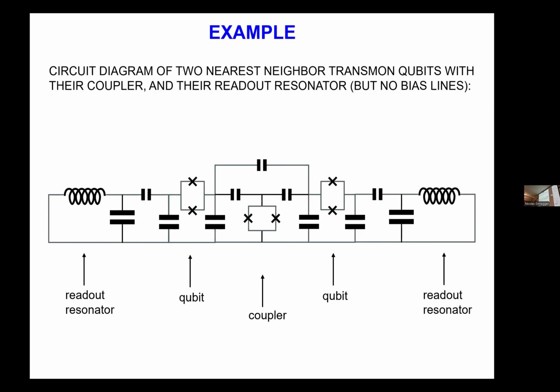Okay, let's start from a circuit diagram. I have chosen here two transmons which are tunable, and they are coupled by this coupler, and then they are read out by these resonators here. This is just an example, but the question is, how do we construct a Hamiltonian for this circuit diagram? I should not forget the ground here. This is going to be important later on.